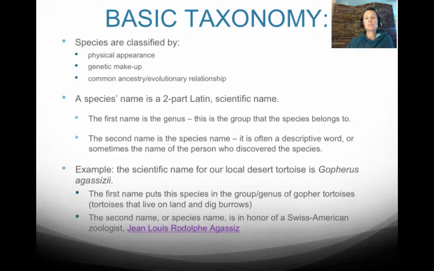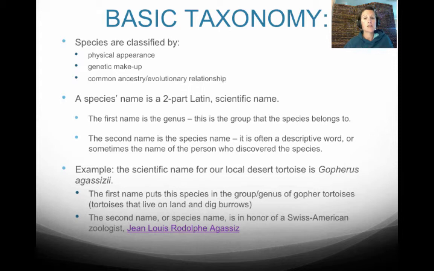The second name of a species name is usually a descriptive term. Of course I'm having a brain fart and I can't think of something off the top of my head, but sometimes it's like negro, which is black, or sometimes it's a descriptive word that tells you something about it. Sometimes it actually comes from the last name of the person who discovered it because they want to name it after themselves. So a really good example is our local California desert tortoise, and their scientific name is Gopherus agassizii.